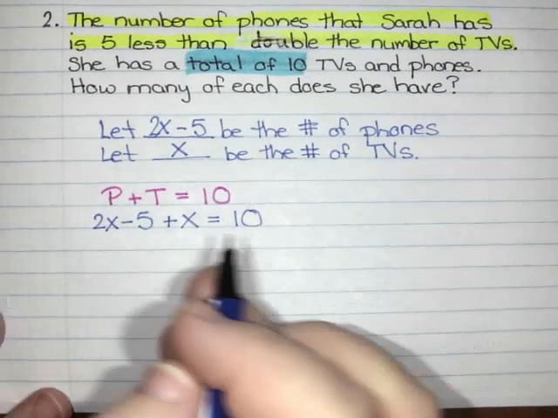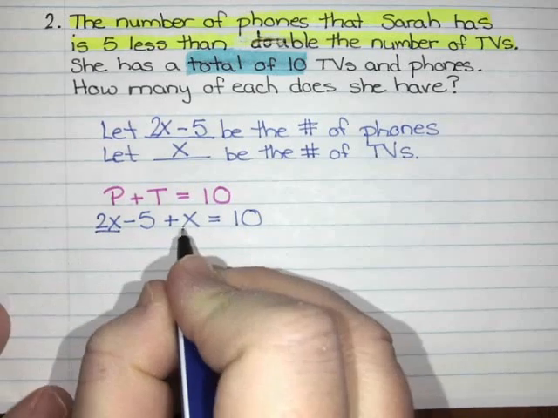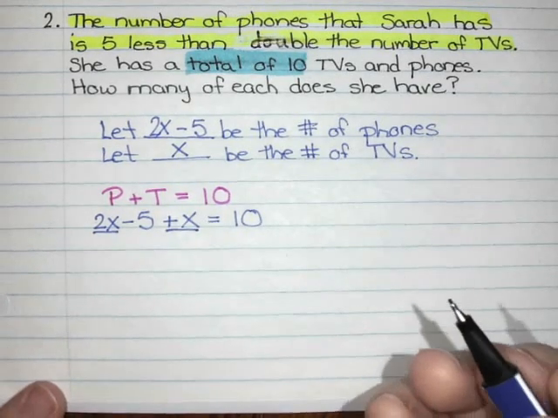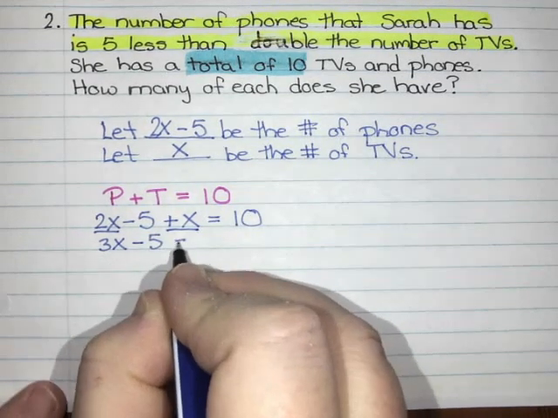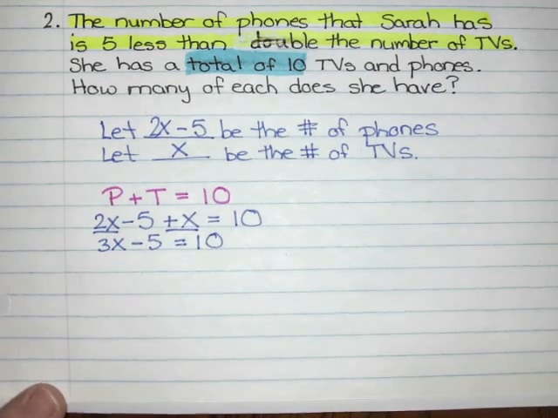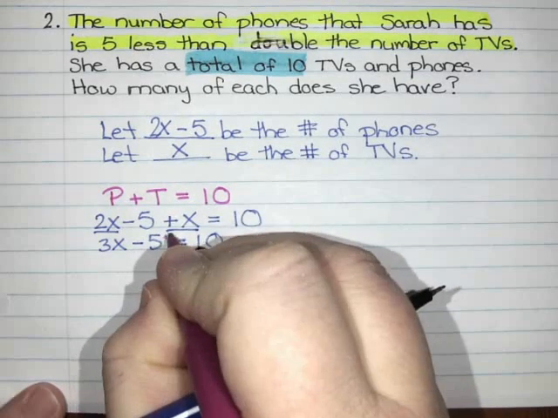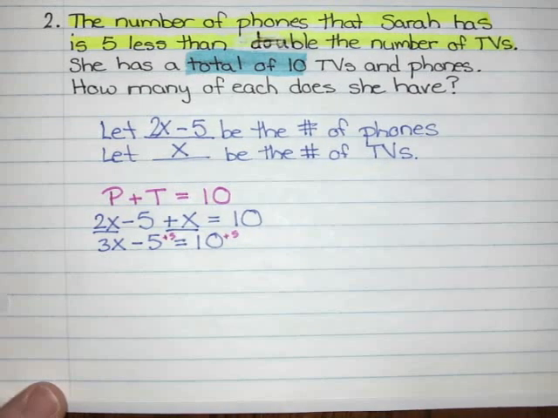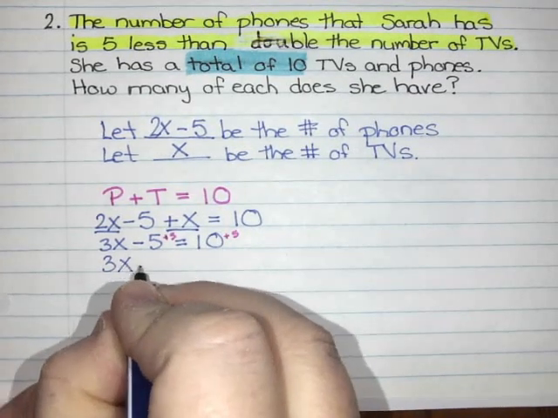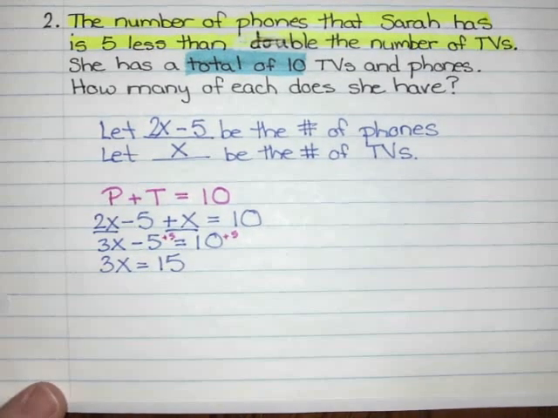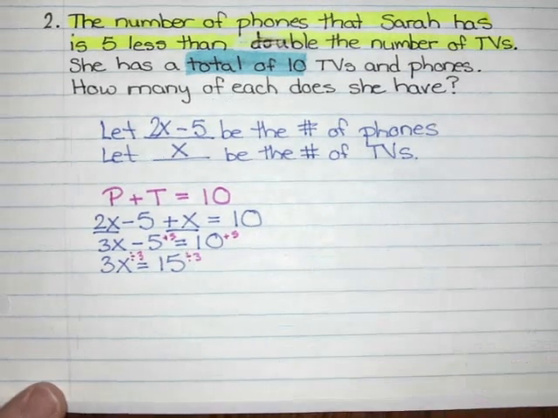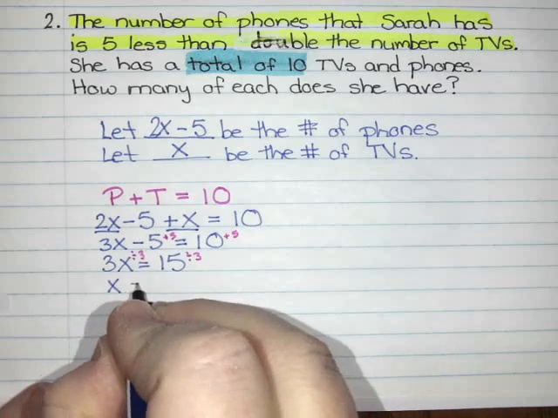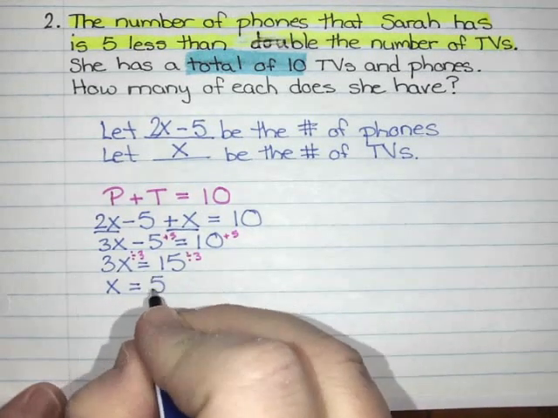So when I'm solving my equation, first thing I should do is collect up these like terms. So I have 2X plus X, that's a 1X really. So 2 plus 1 is 3X minus 5 equals 10. And then from here, I just need to solve my equation. So I would start by adding 5 to both sides. So I get 3X equals 10 plus 5 is 15. And then I'm going to divide everything by 3. And I get that X equals 15 divided by 3 is 5.